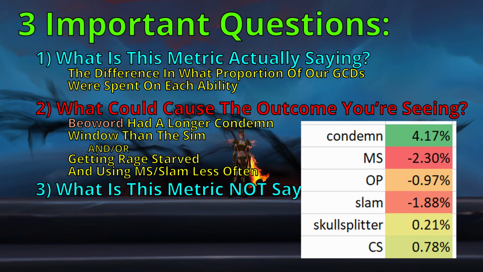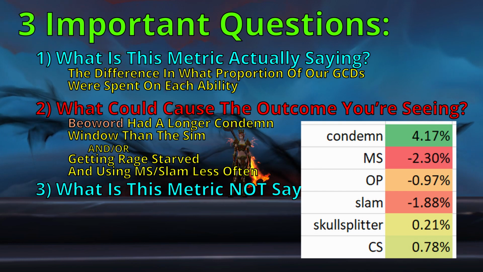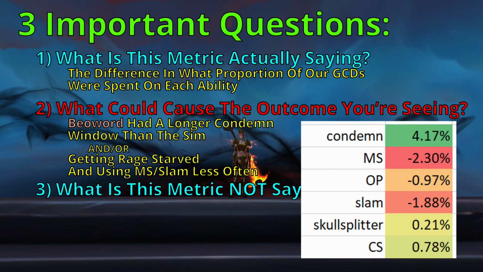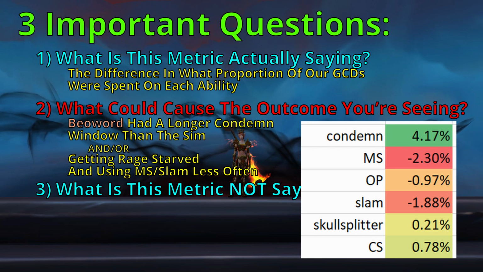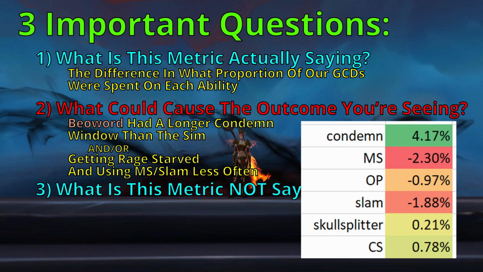In this particular case, my suspicion is that the difference is most likely due to having a longer Condemn window, because if you look at the difference in Overpower usage, the difference is about half of what it is for Mortal Strike and Slam, though losing out on Slams and Mortal Strikes due to rage starvation is something that cannot be ruled out. The result of this analysis is that when Beoward presses a button, in general it seems that he's pressing the correct one.